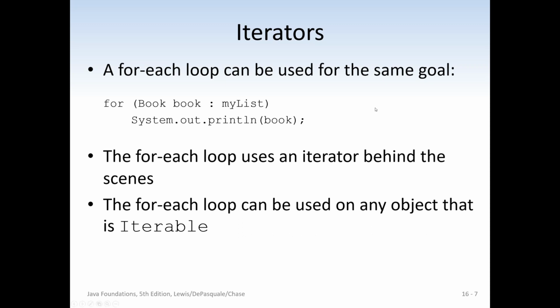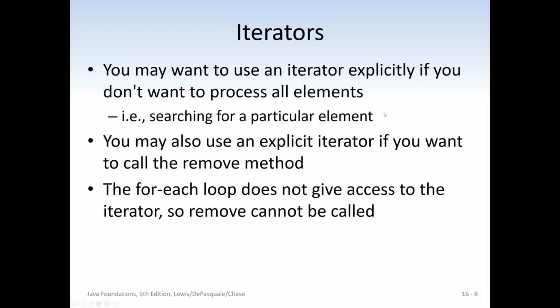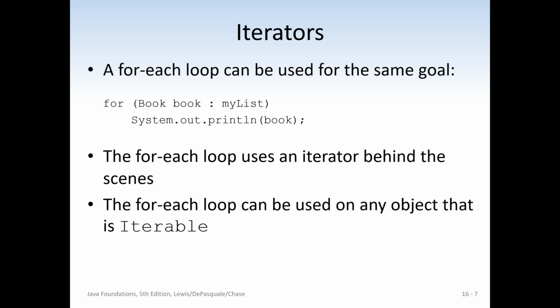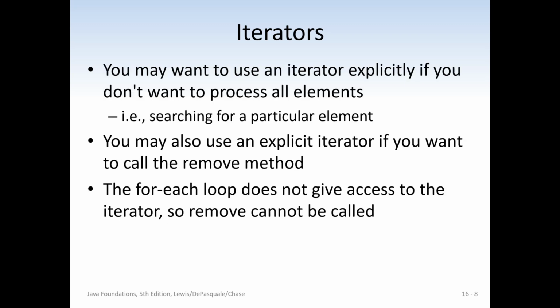All right? And you can do just bizarre things with it. So you may want to use an iterator explicitly if you don't want to process all the elements, for example, if you're searching for a particular element. You may also use an explicit iterator if you want to call the remove method. If you go back and look at this, we can't remove things because we never actually see the iterator. It's hidden from us in the syntax. So the for loop doesn't give access to that, so we can't call it.